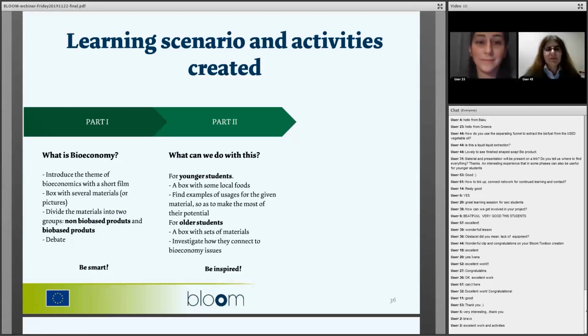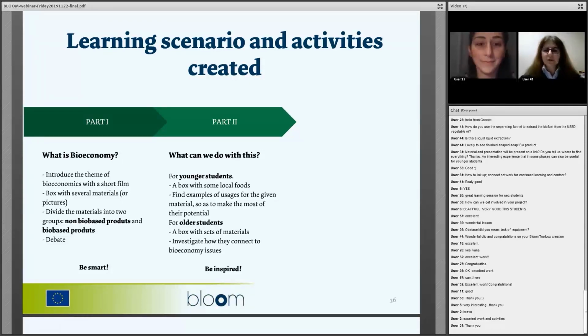For part 2, what can we do with this? For younger students, we gave them a box with some local foods, and we asked them to find examples of usage for the given material so as to take the most of their potential, because sometimes garbage goes to garbage and we don't do anything with it. And for older students, we gave them a box with sets of materials, and we connected them with local industry. We wanted students to be inspired.